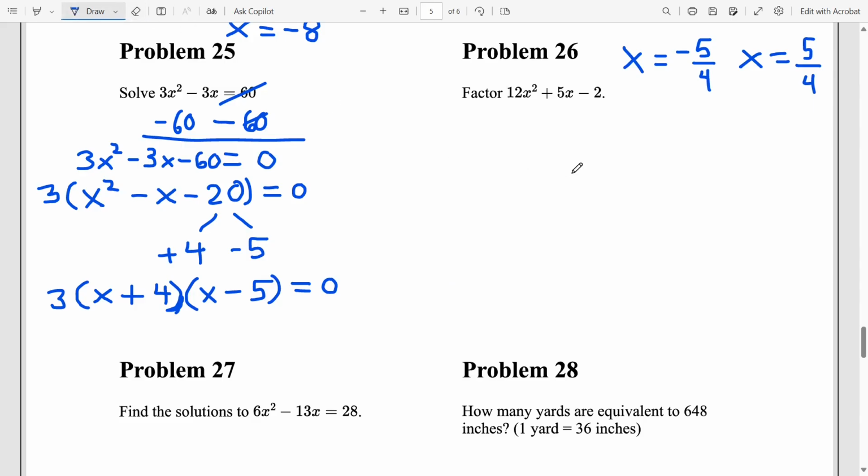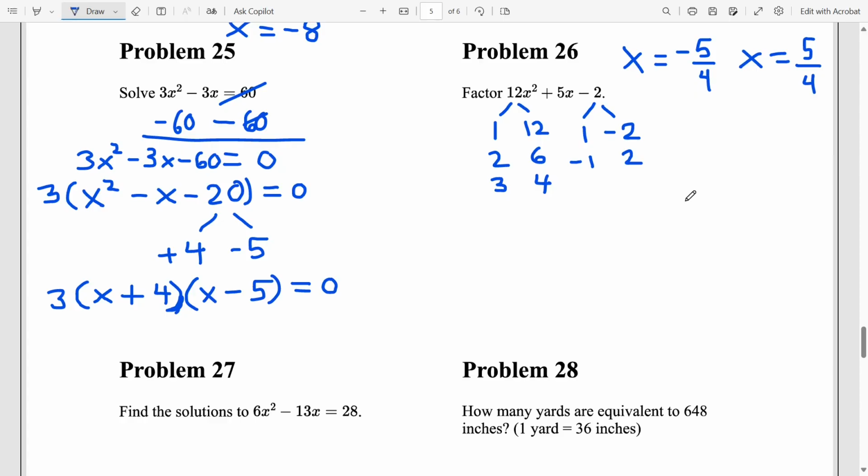All right, problem 26, factor 12x squared plus 5x minus 2. Okay, so now we have the number in front of x squared, which is greater than 1. So we have to list the factors of a. I'm going to stick with positive factors, so 1 times 12 will give me 12. 2 times 6 will give me 12, and 3 times 4 will give me 12. And then we want to pick the factors of negative 2, which are either 1 times negative 2 or negative 1 times positive 2.